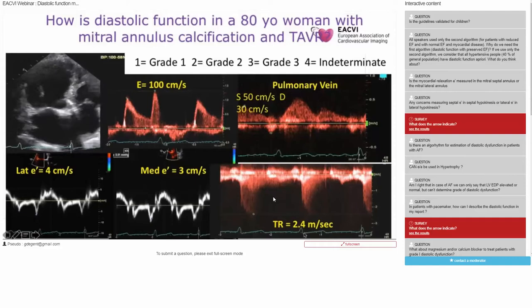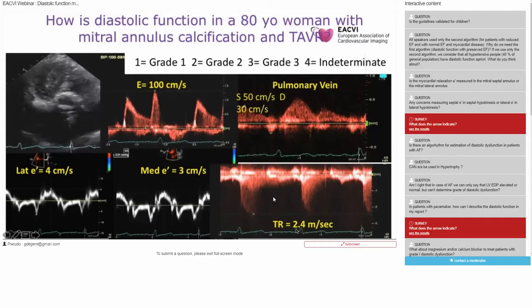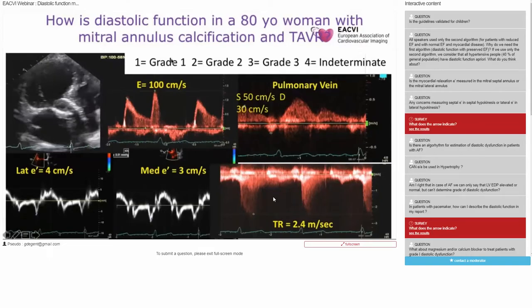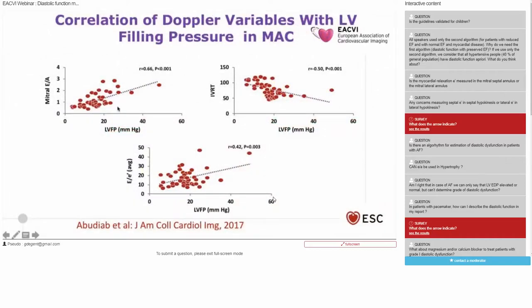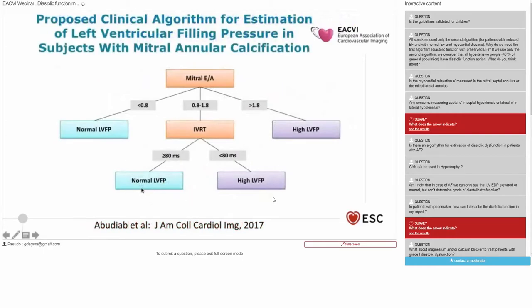So I think that we need to be very careful using E/E' for several clinical conditions. Most commonly, the patients with the mitral annulus calcification, as you see here. So this is the data from Nagueh's lab in Houston, showing that the best correlation in the annulus calcification patient is the E/A ratio or IVRT, not E/E' ratio. And this is the algorithm they put together. We look at the E/A ratio first, and then based on E/A ratio, we say normal filling pressure or high filling pressure. And if you have an in-between, then you use the IVRT.